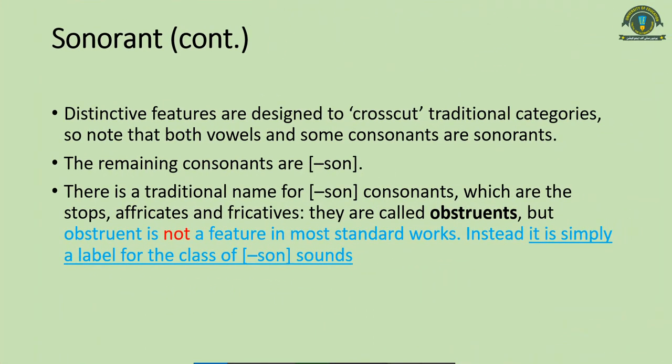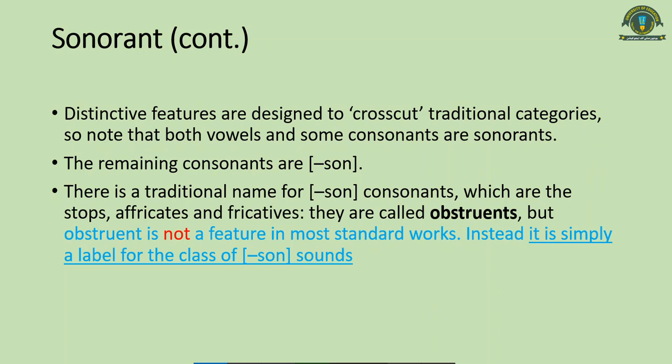Now distinctive features are designed to find some shortcut categories. You can see that sonorants include both vowels and consonants. So the sounds that we have just discussed, the nasals, the glides, the vowels, these are all sonorants. The remaining consonants are minor sonorants.